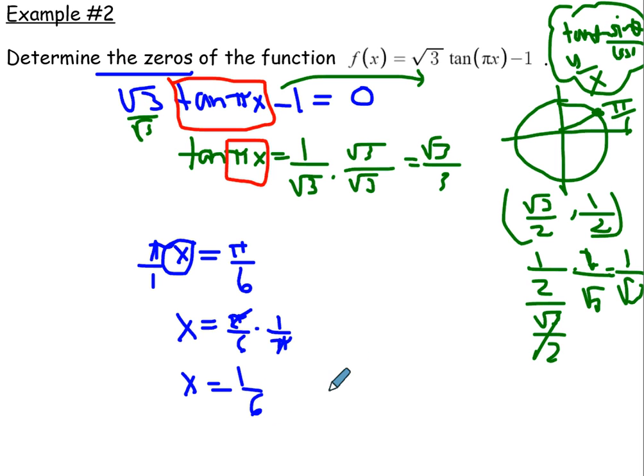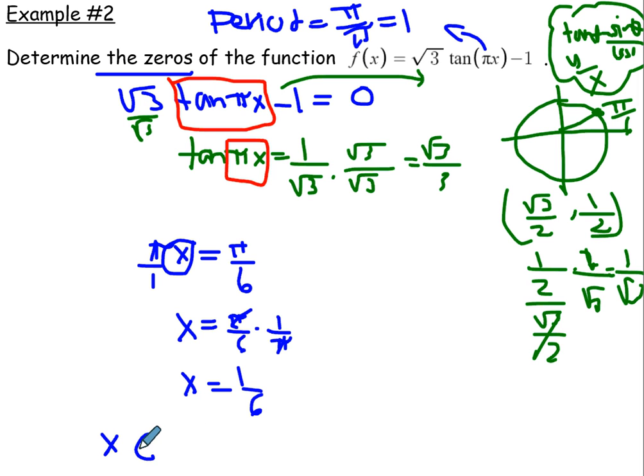Now, this is just one solution. What are all the other solutions? Remember, what is the period for tangent? If you remember, the period for tangent is pi usually, but if there's a b, then you need to calculate. So the period is going to be pi over b, and in this case, b is pi. So the period here is 1. So to find all the solutions, then you know that x will belong to this.